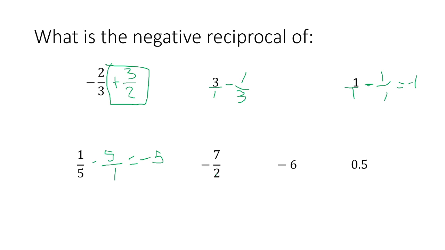Next one, we do the same thing. This negative 7 over 2, we flop it. We get negative 2 over 7. And then negative and negative make a positive. Next, negative 6. We think about negative 6 over 1. Then we flop it, and it's going to be negative 1 over 6. And then 2 negatives make a positive, so it's going to be 1 over 6.